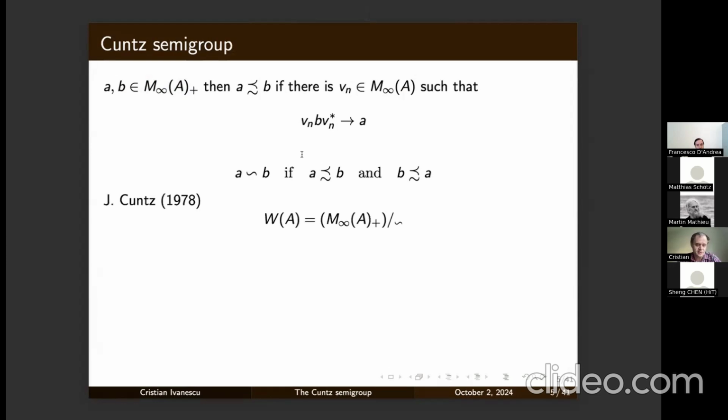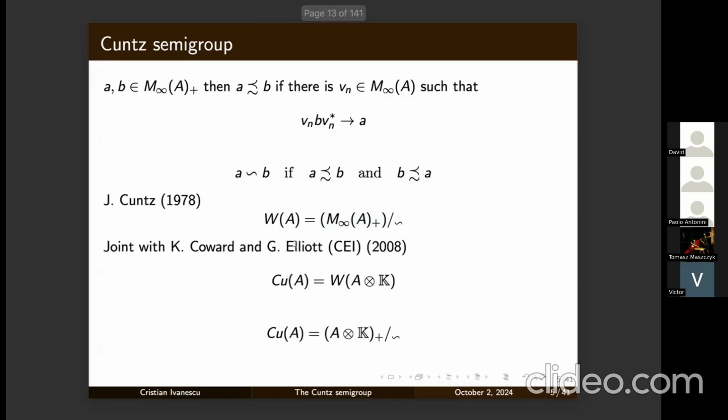So like I said, back in 1978, Joachim Cuntz introduced what we now call the classical Cuntz semigroup. Notice when I'm using the W, I'm referring to the original Cuntz semigroup definition. And what is important to pay attention to is that he is looking at this algebra, which is not closed, M infinity of A. So you look at the positive elements here and you quotient by the equivalence relation I just mentioned.